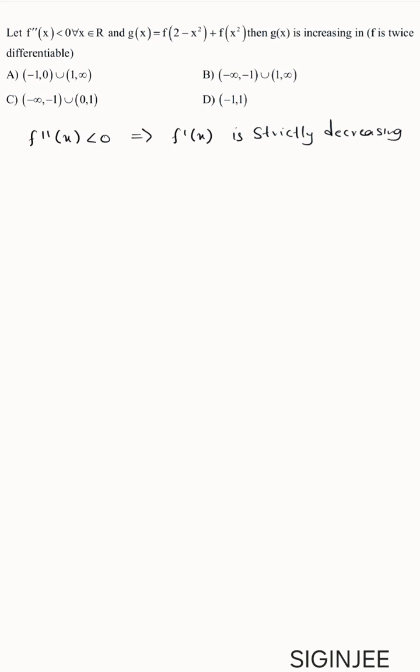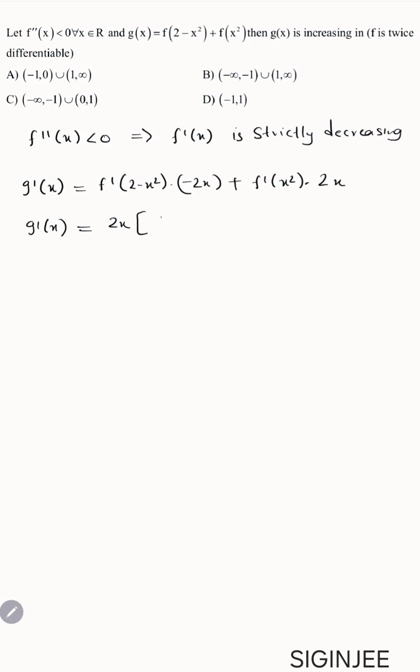Now they are asking about the interval in which g(x) is increasing. So obviously we will find g'(x). Applying the chain rule: f'(2 - x²) into the derivative of 2 - x², which is -2x, plus f'(x²) into the derivative of x², which is 2x. Taking 2x common, g'(x) = 2x[f'(x²) - f'(2 - x²)]. When g'(x) is positive, that is our answer.